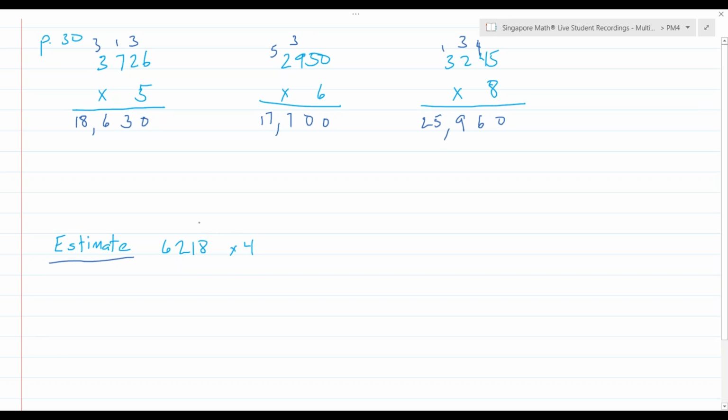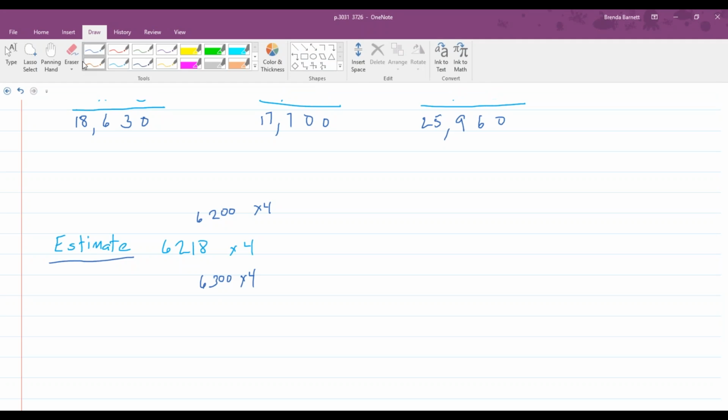Now, we could think of that very simply as somewhere between 6,200 times 4. It'll be bigger than that because there's more than 6,200 fours. There are fewer than 6,300 fours. When you estimate, sometimes it's interesting to think, well, how do I know how big or how small to go? 6,200 is smaller than 6,218, and 6,300 is larger.